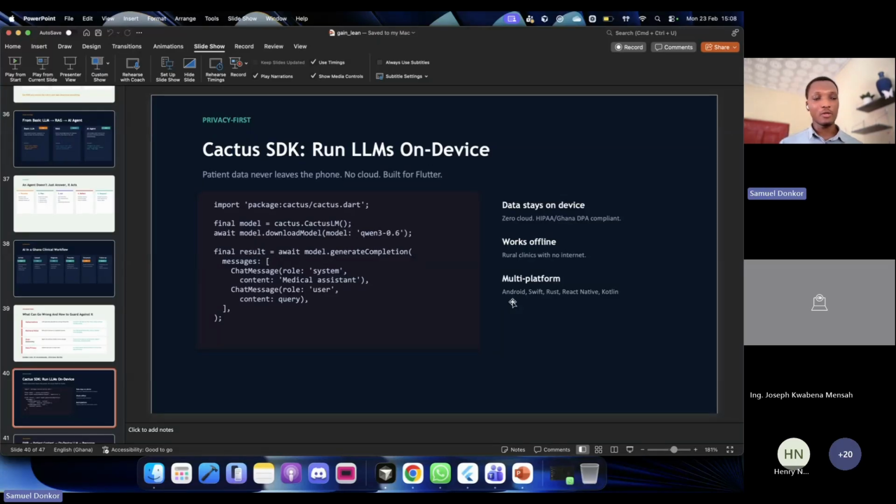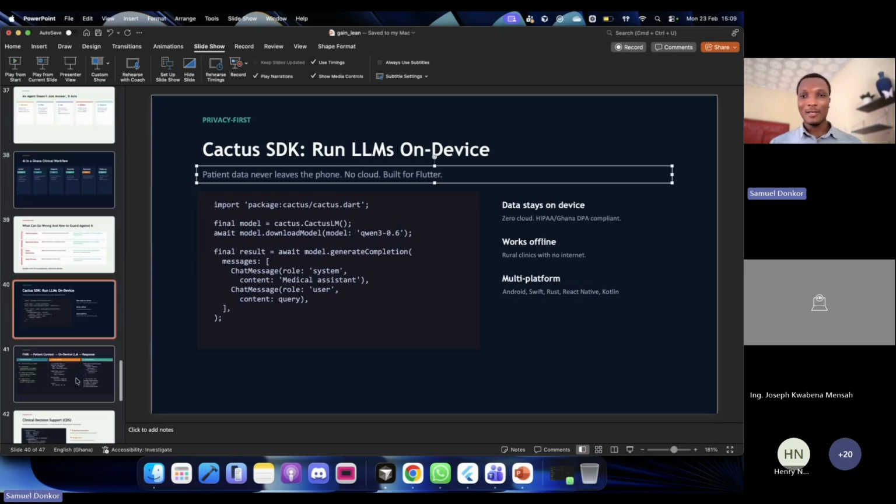So for example, if you're doing some triaging or diagnostics or whatever, you want that to be done on device, right? It also works offline. So imagine a community health worker in a clinic somewhere with an unstable internet connection. That would really help. Also, it's multi-platform, so no matter the platform you're on, Android, iOS, it actually supports that. So it's a really cool model. Check it out. Let me move on to the next one.